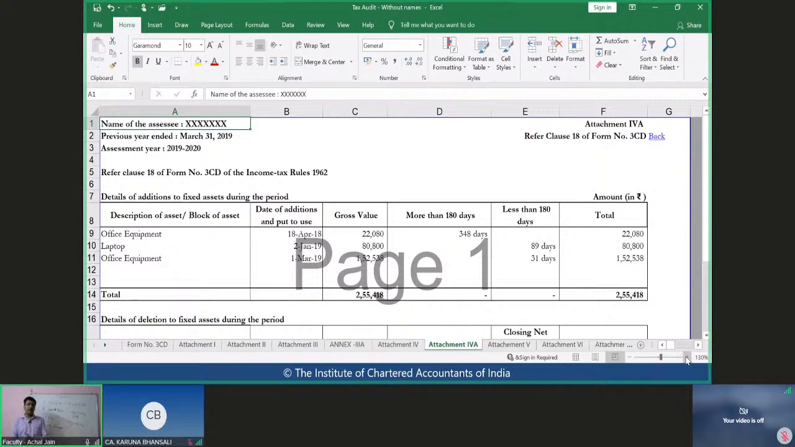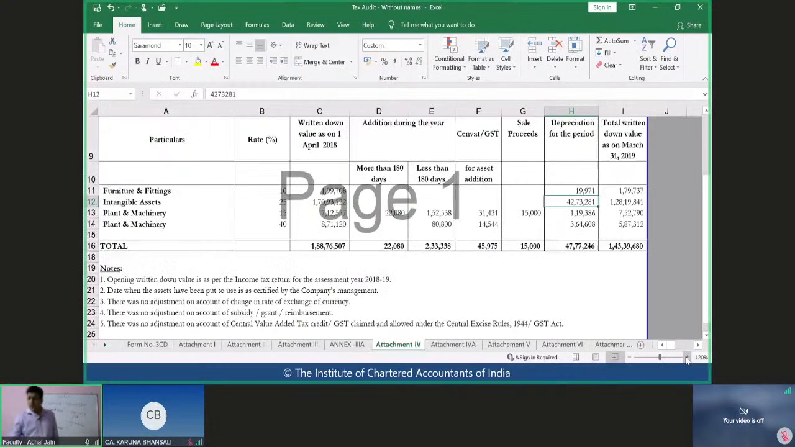And now a question may arise: let's suppose, sir, if there have been so many additions during the year, for which we have already checked whether the total additions are matching with the total additions as per the financial statements, will the auditor be required to perform any other procedures in respect of the additions? Yeah, so that is one of the questions which may come to your mind.